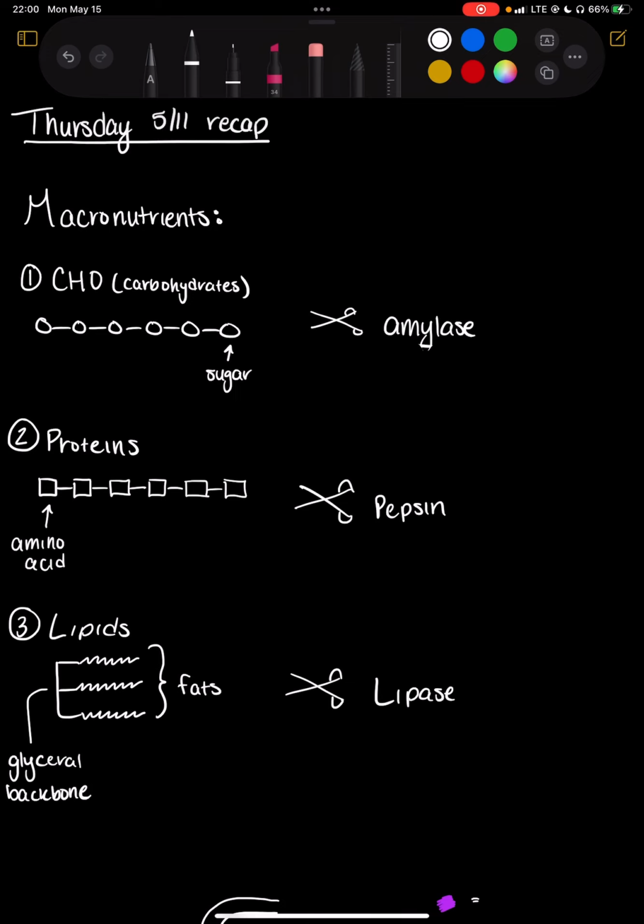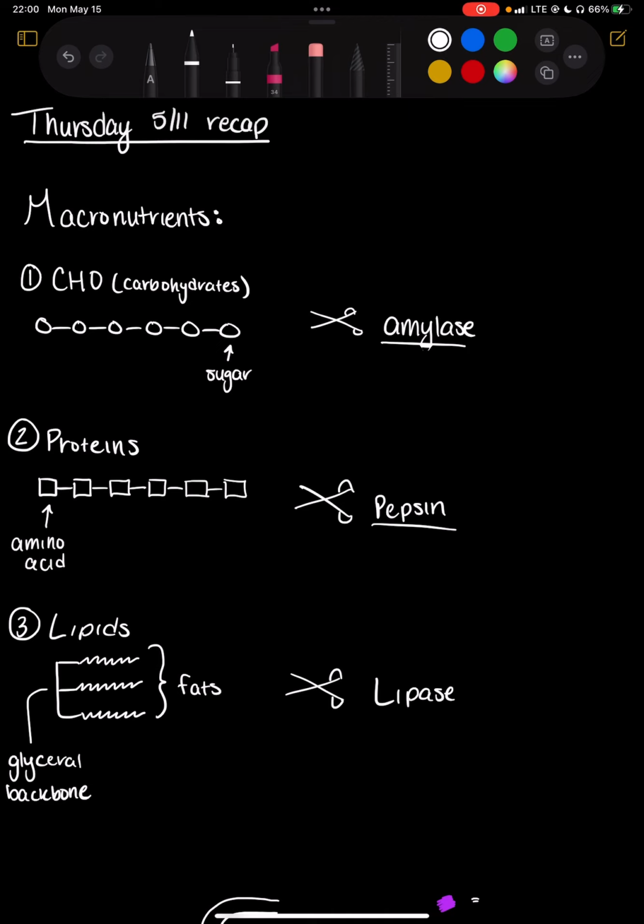To start class, we discussed the 3 different macronutrients that are absorbed in the digestive system, those being carbohydrates, proteins, and lipids. Carbohydrates are made up of sugars that are covalently bonded to one another. During the process of breaking these carbohydrates down, amylase is used as the cleaving enzyme. Proteins are made up of amino acids that are also covalently bonded to one another. The enzyme that breaks down proteins is pepsin.